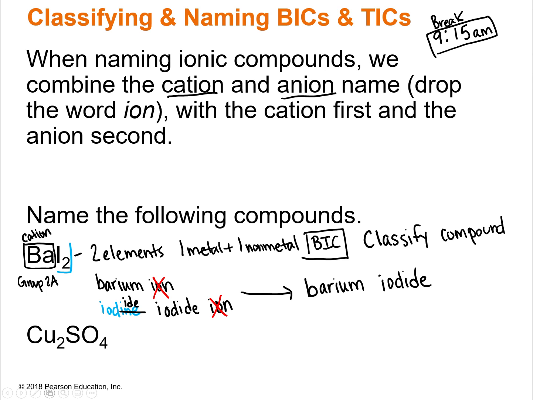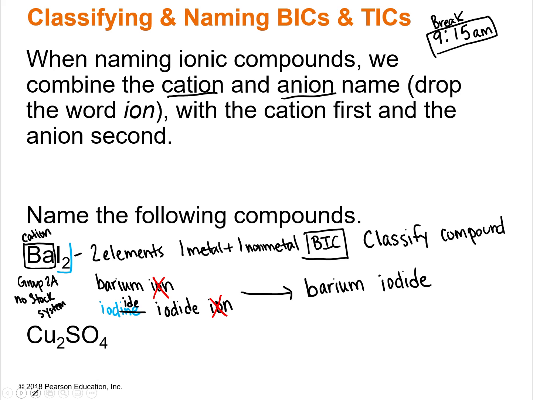So our cation is going to be barium. Barium is a metal, and it's in group 2A. So that means we don't have to use the stock system. We simply write the name of the parent atom, which is barium, followed by the word ion.